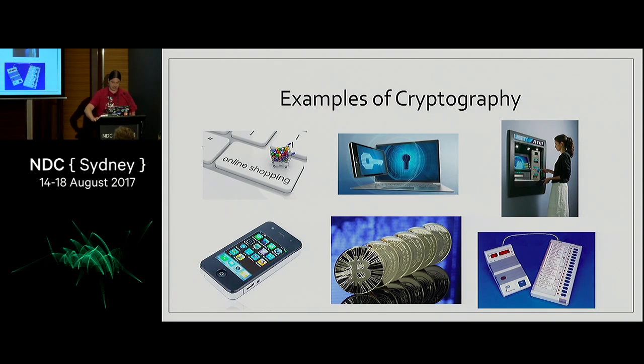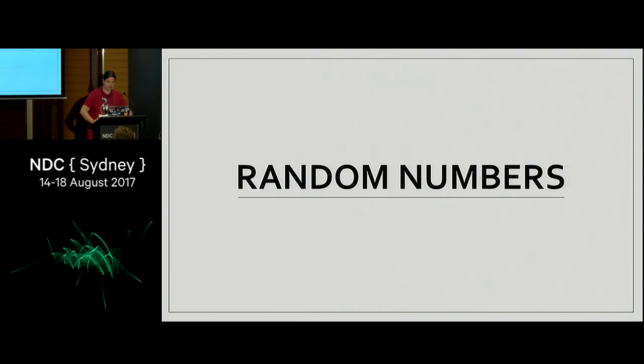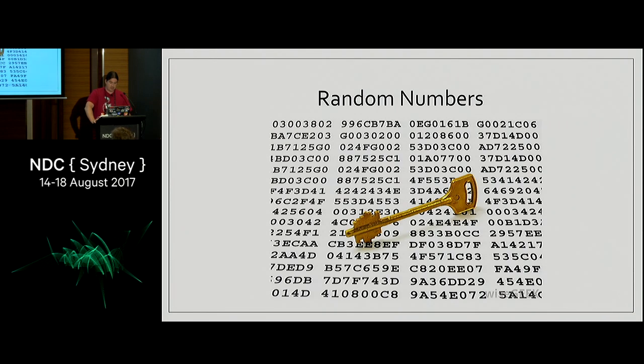Okay, so let's start looking at the top of the list that we looked at, so that's random numbers. Random numbers are very important to cryptography. It's one of the most important concepts we need to get right, because we use them to generate encryption keys, and we're going to see that multiple times throughout the talk.